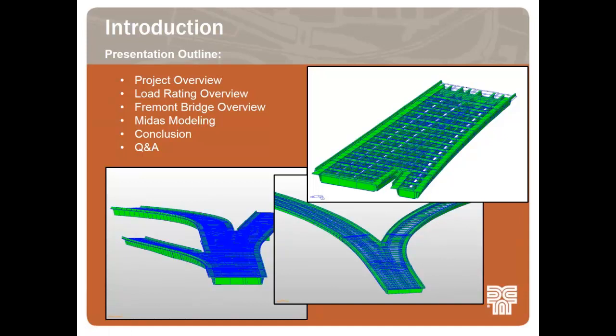The overall outline today will be a general project overview. It'll be a general brief load rating overview of the Fremont Bridge, which is what we'll be presenting about. And then we'll get into the Midas modeling, and then we'll have a short conclusion and then some time for questions.